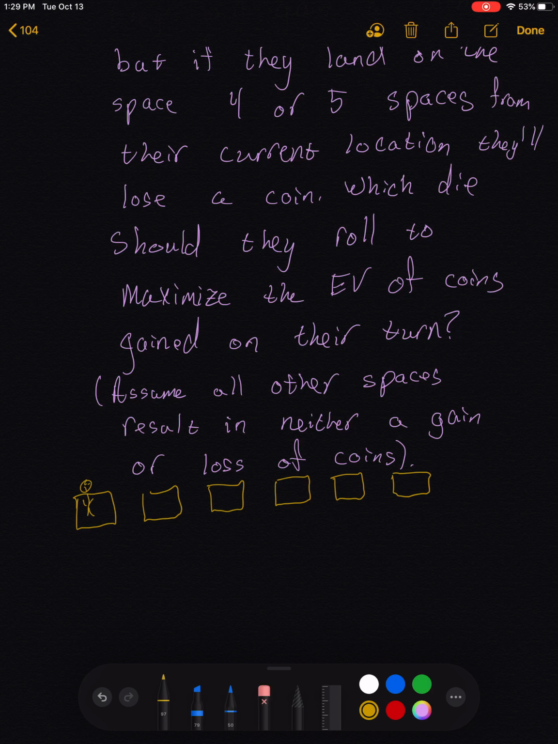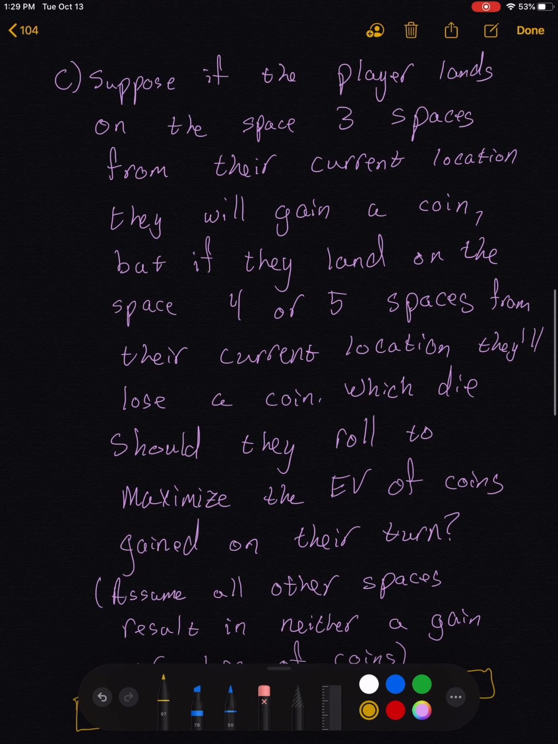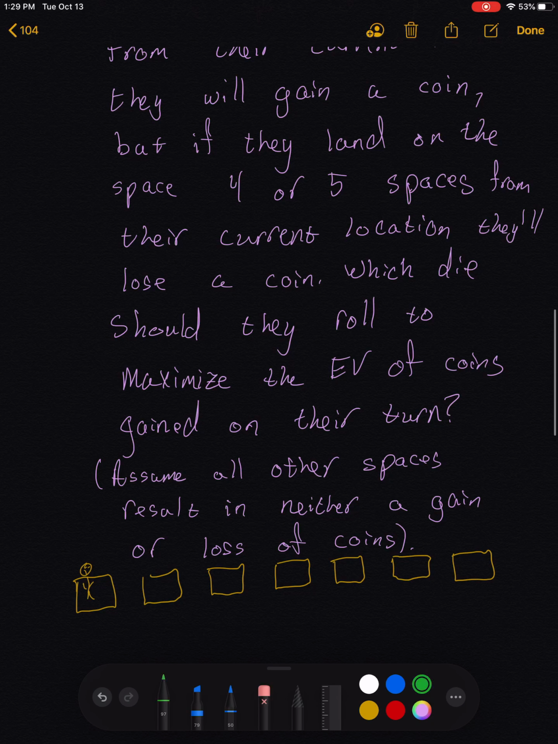So if they roll a 1, they'd move from their location to the first position. If they roll a 2, they'd move to the second position. If they roll a 3, they'd move to the third position, and so on. And I suppose I should draw 6 spaces, since the standard die at least is labeled 1 through 6. So our setup here tells us 3 spaces away, they gain a coin. So if they land in this third space, we'll write +1. They gain a coin if they land there. But if they land 4 or 5 spaces away, they lose a coin.